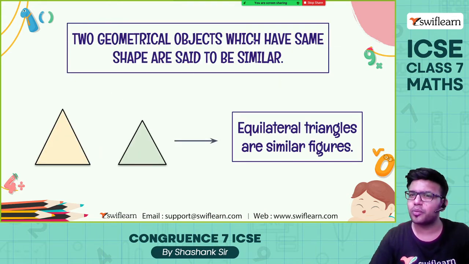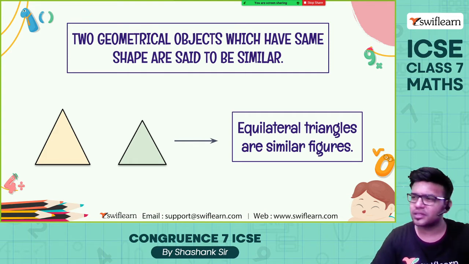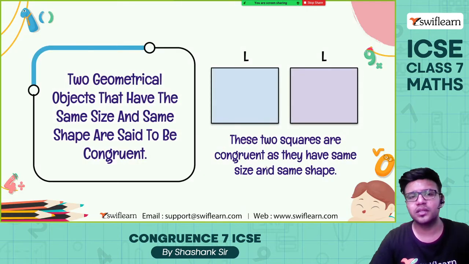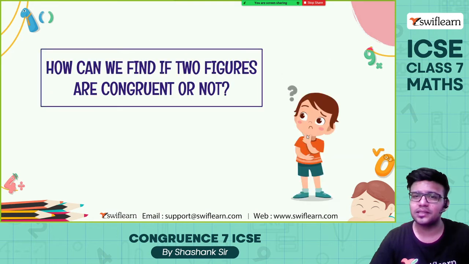Two geometrical objects which have the same shape are said to be similar. So if both shape and size are the same, they are congruent. If only the shapes are the same, they are similar objects. Equilateral triangles are similar figures. Two geometrical objects that have the same shape and same size are said to be congruent. These two squares are congruent. They have the same shape, which is the square shape, and the same dimension or size.